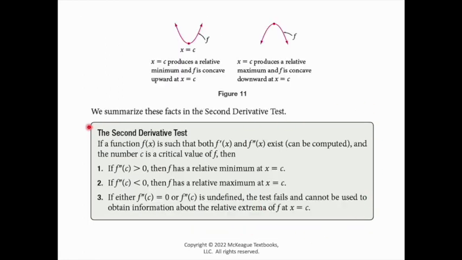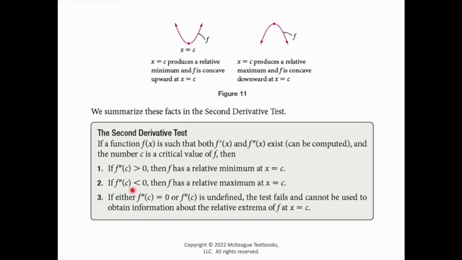So here's the official definition for the second derivative test. It says if a function f of x is such that the first derivative and the second derivative exist and can be computed, and we have a critical number c for f, if that critical value, when you plug it into the second derivative, falls on an interval where the second derivative is positive, f has a relative or a local minimum at that critical value c. So that value has to be a minimum.